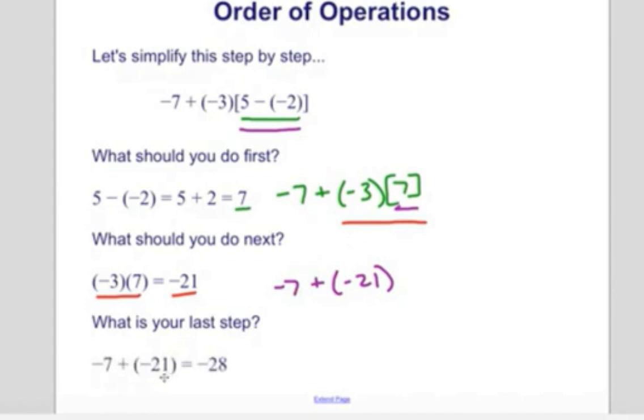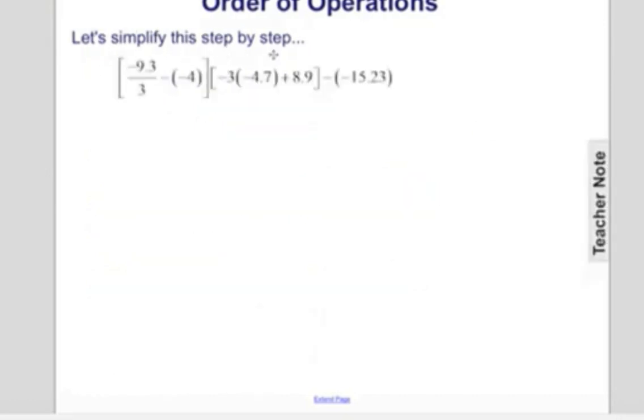So when you have negative 7 plus negative 21, then you just add them together and they remain negative. So the answer to the whole problem is negative 28. Let's simplify this step by step.